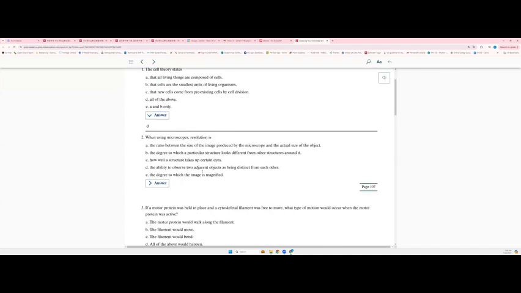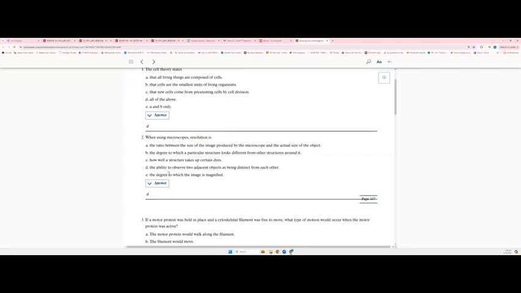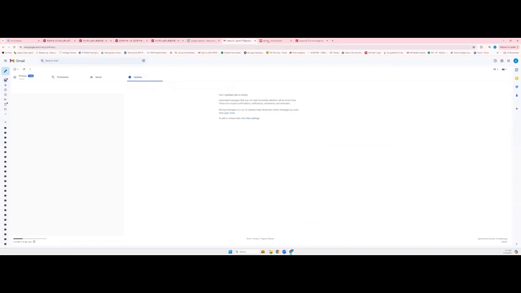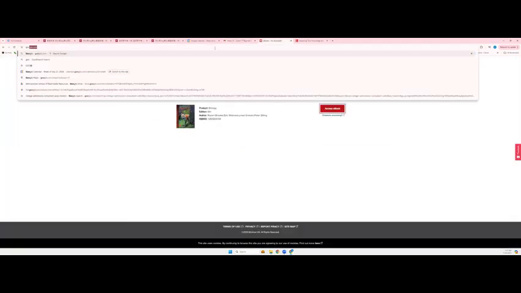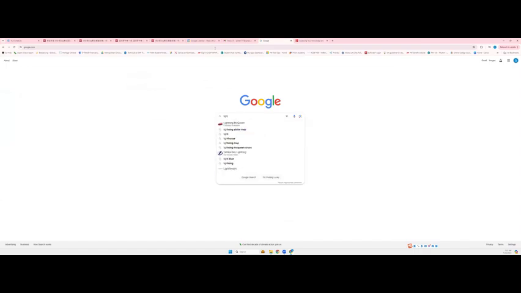So that's D. When using the microscope, resolution is, it should be D, the ability to observe two points separately. Okay, so the resolution, for example, we mentioned different types of microscopes, right? Light microscope and electron microscope, right? So let's put it for you. Light microscope.